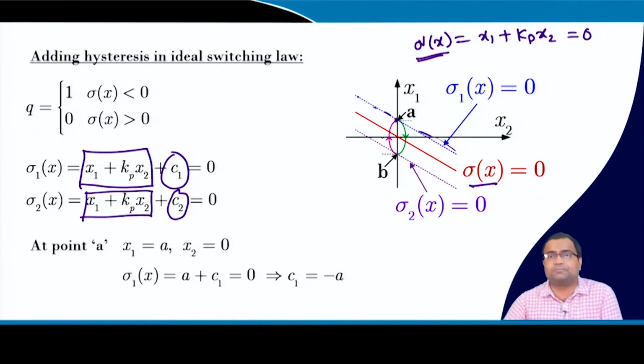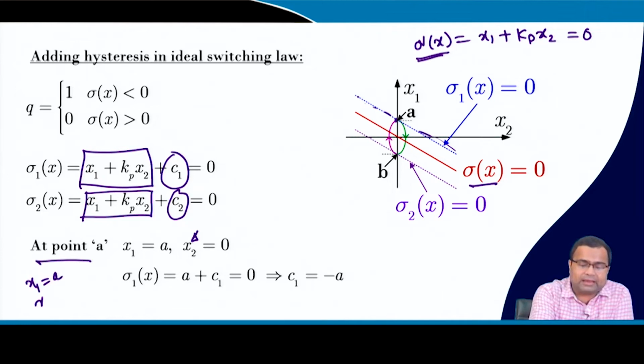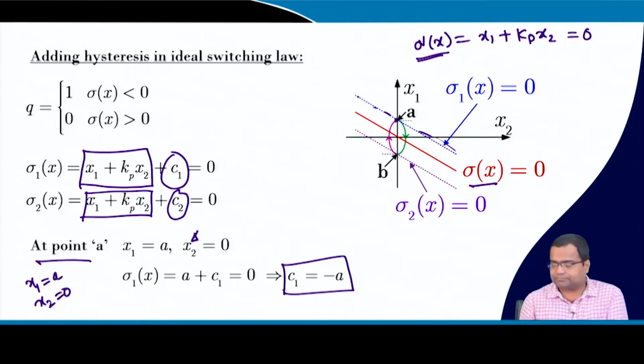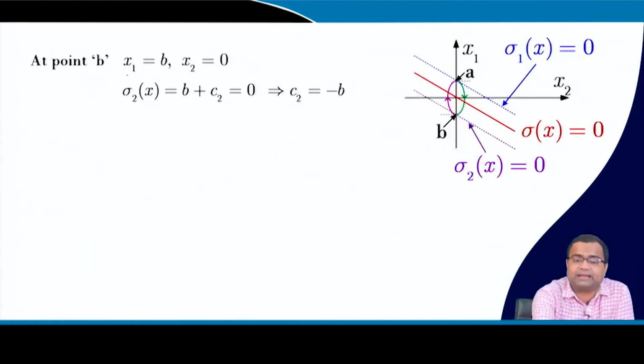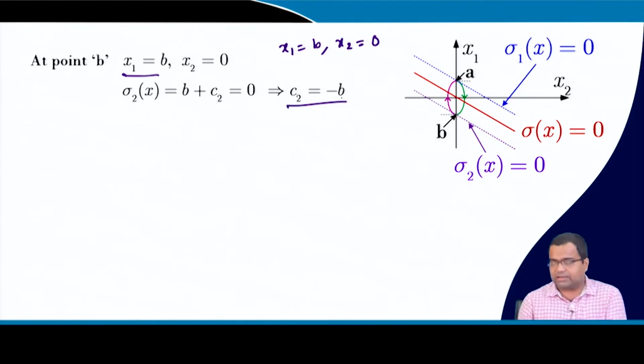And how to find out this offset? At point A, where sigma 1x intersects the axis, sigma 1x is equal to 0. So, at point A x2 is equal to 0, and x1 is equal to A. If you substitute here, you will get C equal to minus A. Similarly, at point B, if you substitute x1 equal to B and x2 equal to 0, you will get C equal to minus B.